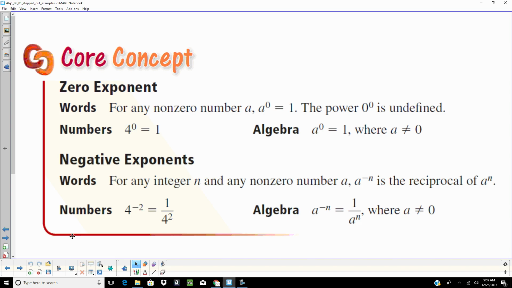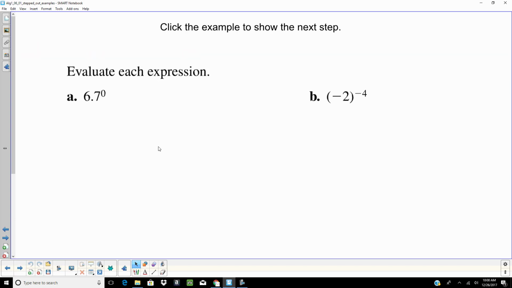The next one is the negative exponents. We don't like negative exponents. So what you can do is you can move locations. If they're in the denominator, you can move it to the numerator, and the exponent becomes positive. If it's in the numerator, you move it to the denominator, and it becomes positive. It just changes locations. So let's go ahead and do a couple examples.